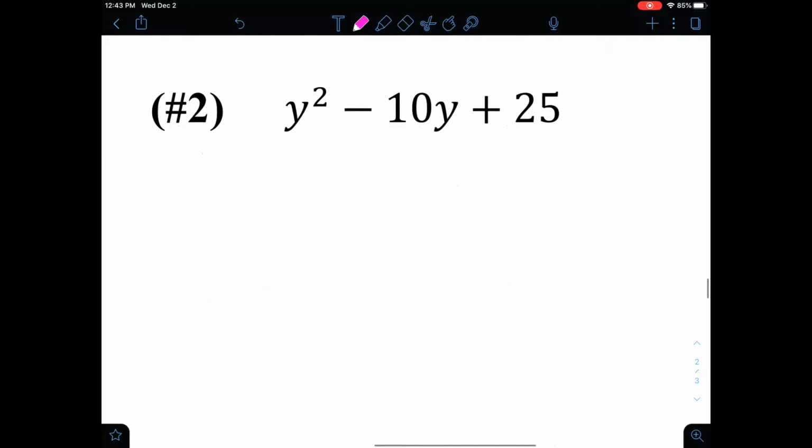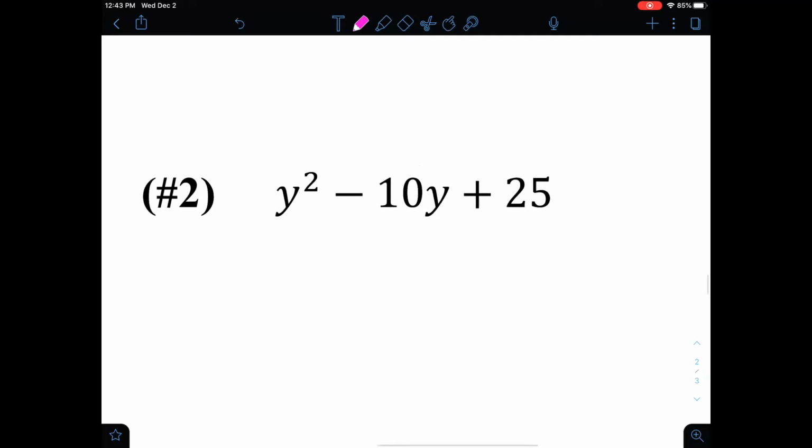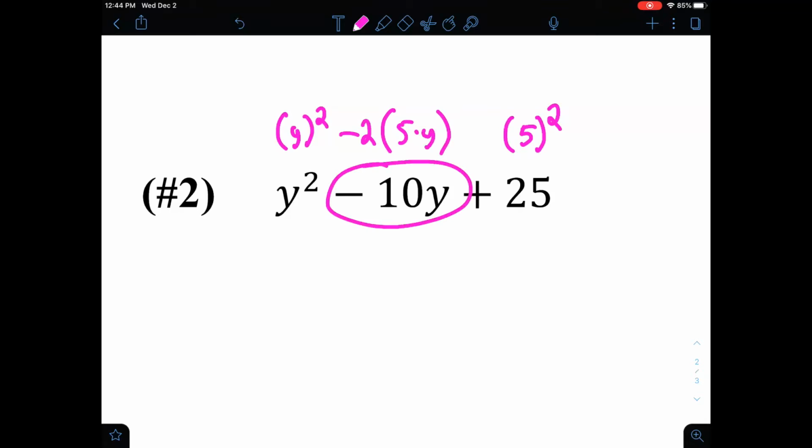Let's do one more. We have y squared minus 10y plus 25. Okay, is y squared a perfect square? It is. It's going to be y squared. Square root of 25 is what? It's 5 squared. And then we have to check that it's double. It's minus double. And then what's the things multiplied together? The 2 square roots, 5 times y. Well, 5 times y is 5y, negative 2 times 5y is negative 10y. So we did check it.